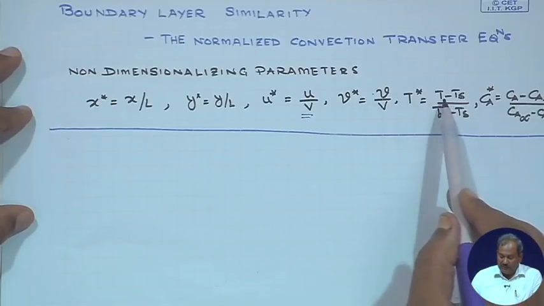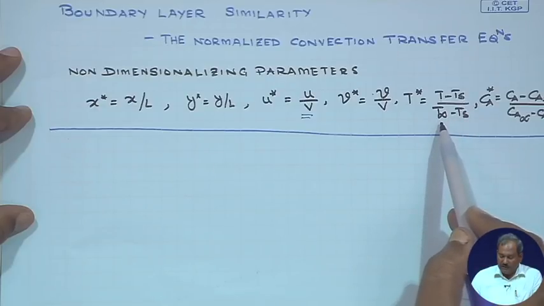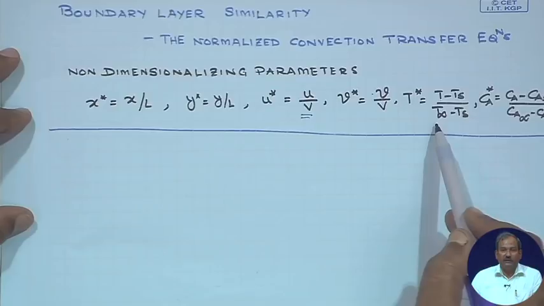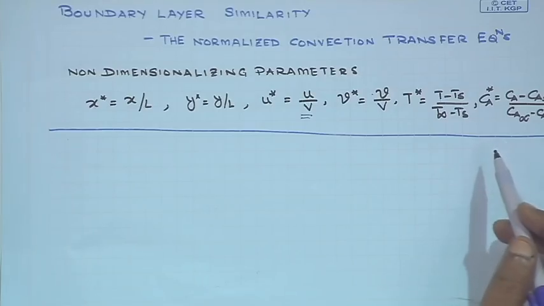The dimensionless temperature is T minus the temperature of the solid substrate, Ts, divided by T infinity minus Ts, where T infinity is the temperature of the bulk fluid. In a similar way, Ca star, the dimensionless concentration, is expressed in terms of Ca, the species concentration, which would be a function of both x and y, or in dimensionless forms x star and y star. So, it is Ca minus Cas divided by Ca infinity minus Cas.